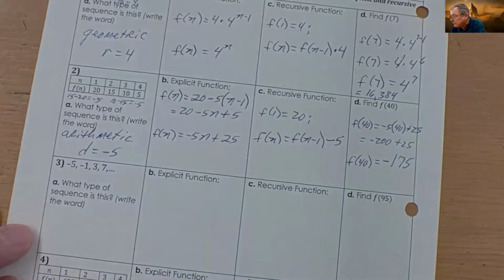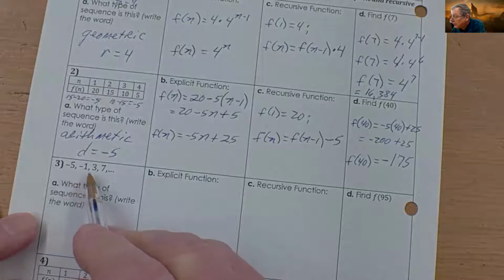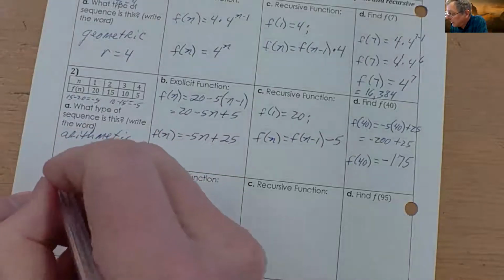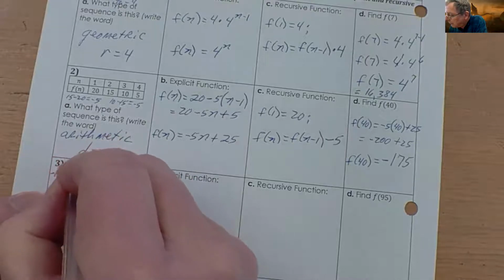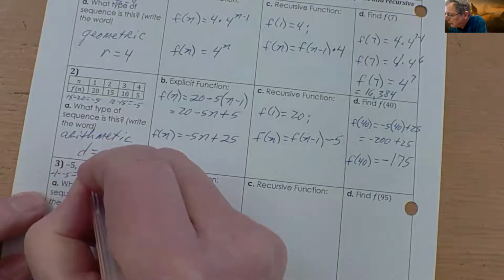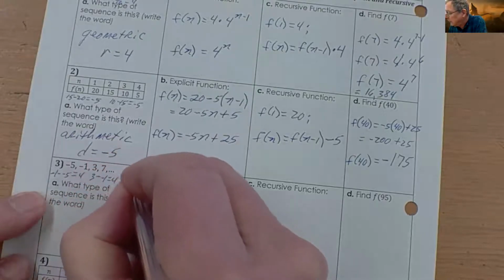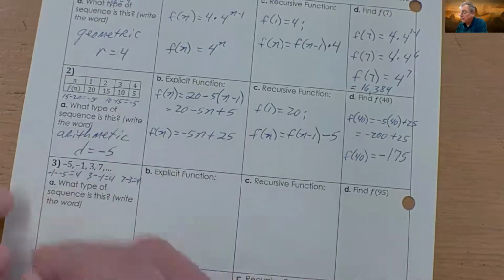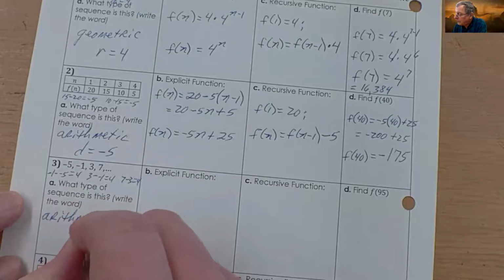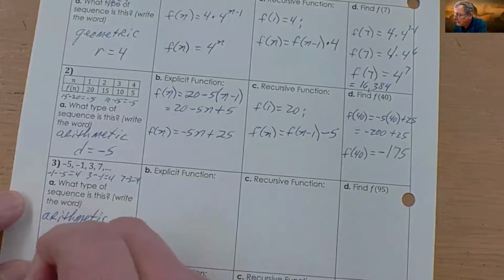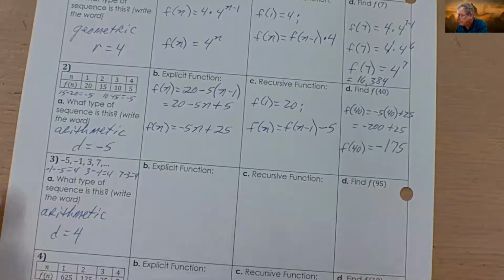3. What type is this? Looks to me like, well, let's find out. Negative 1 minus negative 5 is 4. 3 minus negative 1 is 4. And obviously, 7 minus 3 is 4. So it's arithmetic. It has a common difference, and d is 4. They're adding 4 every time.